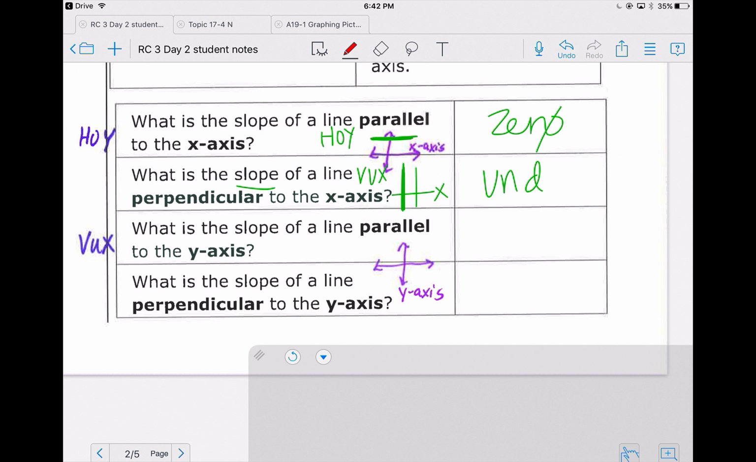The slope of a line parallel to a y-axis would go up and down. An up and down line has a slope that is undefined. And then perpendicular to the y means it's going through the y, which would make it a horizontal line with a slope of 0.